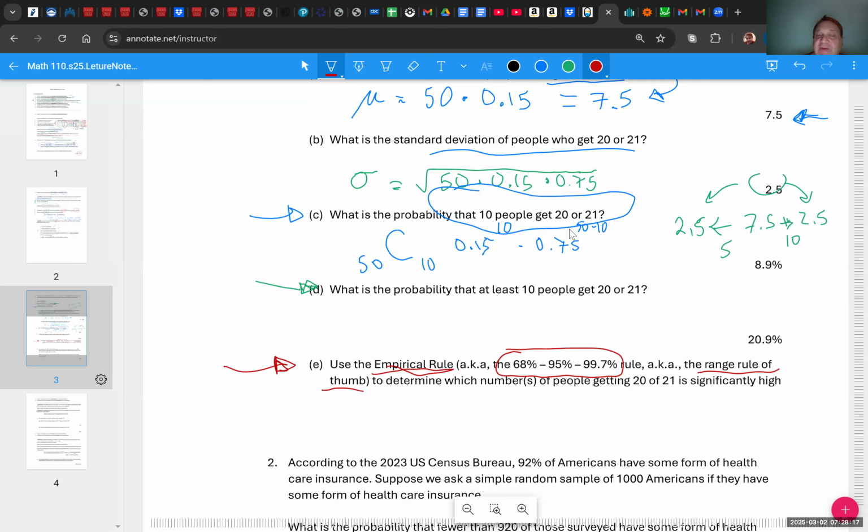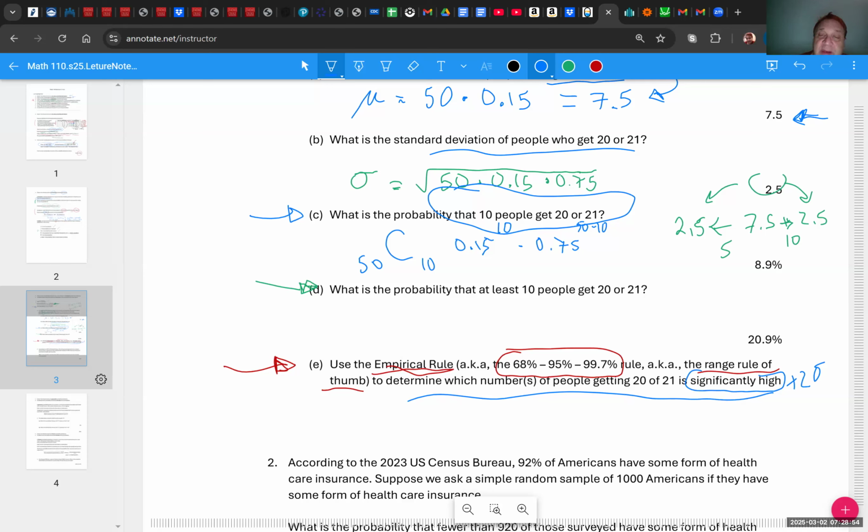So we're going to determine which numbers of people getting 20 or 21 is significantly high. Significantly high would be plus 2 standard deviations. So significantly high and significantly low are plus or minus 2 standard deviations. That's the 95% rule, right? If you're not within the 95% of the data, if you're not within 2 standard deviations, then you're really high or really low, significantly high or significantly low. It means you're beyond the 95%. You're more than 2 standard deviations away.